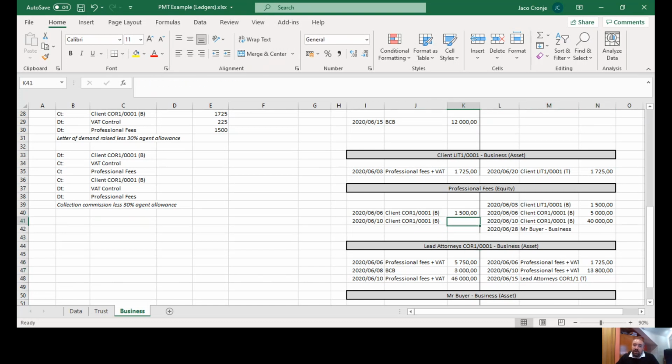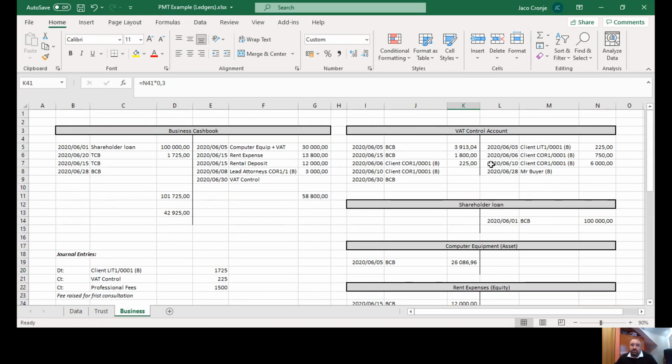So what will happen? My fees, I'm not getting 40,000 Rand for this transaction. I'm getting 40,000 Rand less 30%. Let's rather do it this way, it's easier, times 0.3. So 40,000 less 12 of actual fees I'm going to have to give to you. But now my entry is unbalanced because I've got a credit of 13,800 and a debit of 12.